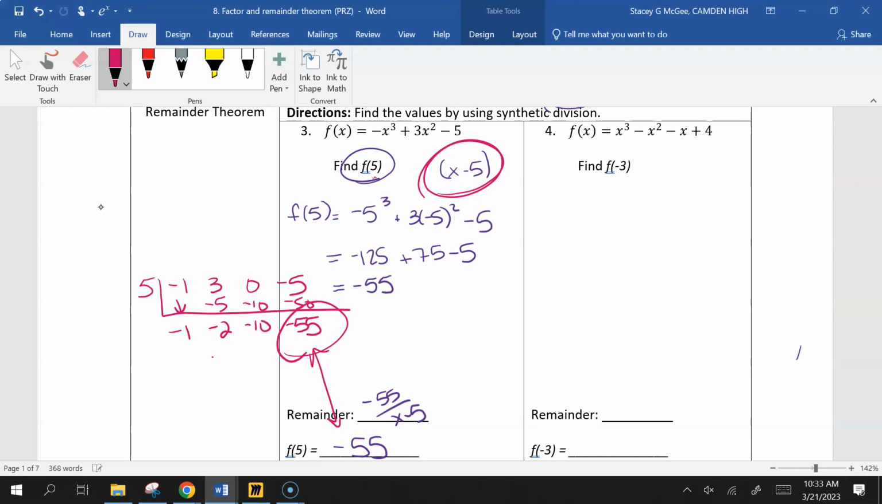If you plug in 5, then it'll give you the remainder when you divide by x minus 5. If you plug in negative 3, it'll give you the remainder when you divide by x plus 3. Whatever that number is, x minus that number, that's the remainder when you divide by that.